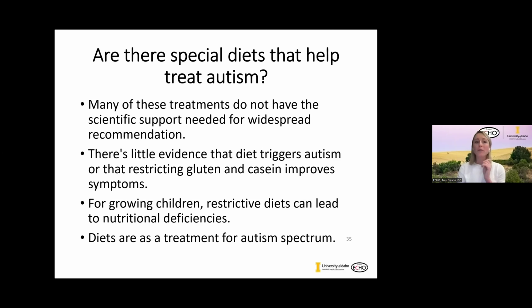Are there special diets? Many of these treatments do not have scientific support for a widespread recommendation for a specific diet. Families will come in and ask me about a new diet that came out that I haven't even read about. So sometimes I have to do my own research after the visit, but there is no specific diet that is recommended for the treatment of autism. Next slide.